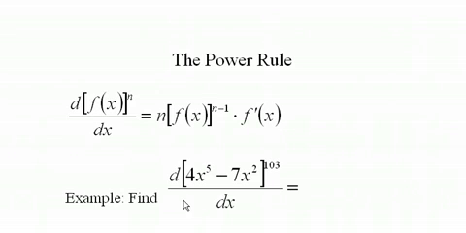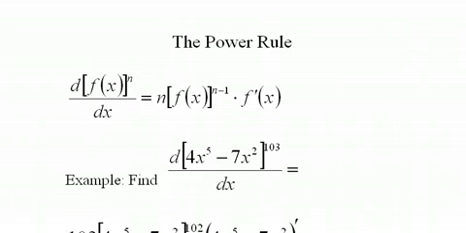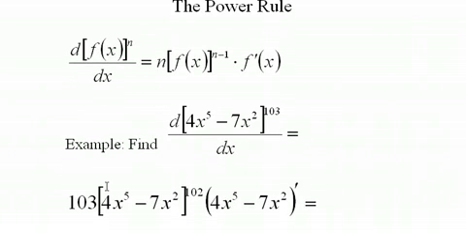A nice example of this is the derivative of 4x to the 5th minus 7x squared, to the 103rd power. Now, of course, you wouldn't want to multiply this thing out. It would take you quite a long time. But it's very simple with the power rule. You simply bring the 103 out front, subtract 1 from the 103 in the power, and get 102, times the derivative of what was inside here, the 4x to the 5th minus 7x squared.